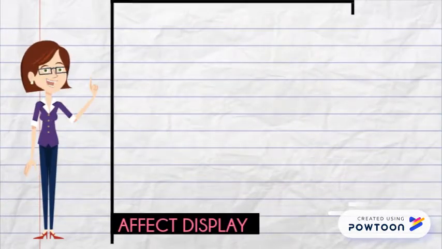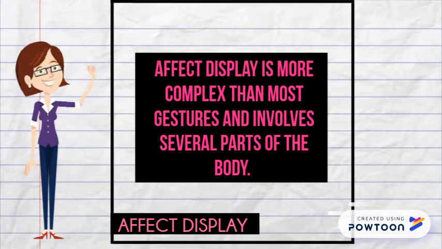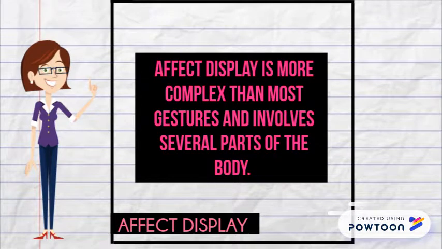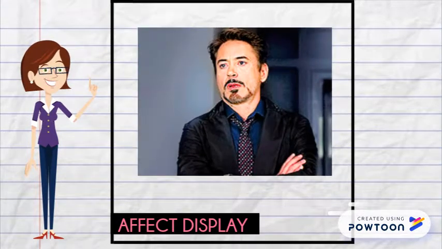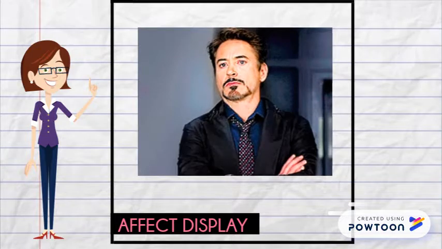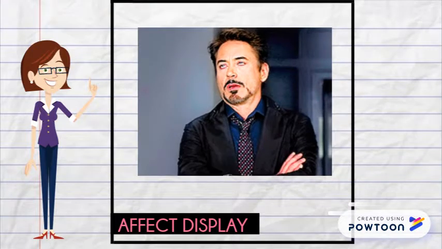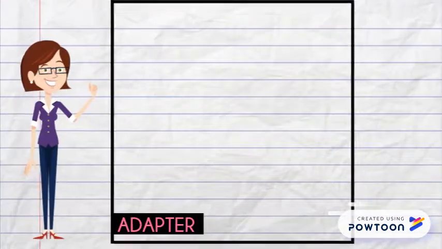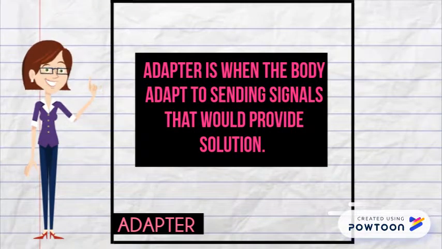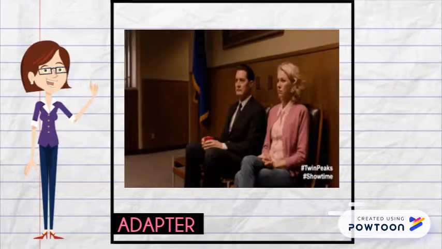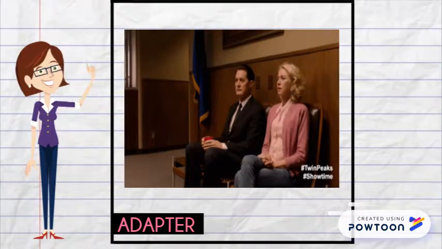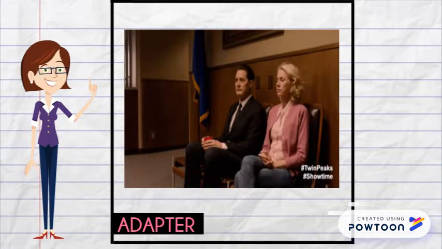Effect display is more complex than most gestures and involves several parts of the body. It shows another person's feelings, which can show anger, boredom, and interest. For example, arms across chest, which means that they are not interested or does not agree. Adapter is when the body adapts to sending signals that would provide solution. For example, someone who is stressed or nervous fidgets something to comfort himself.